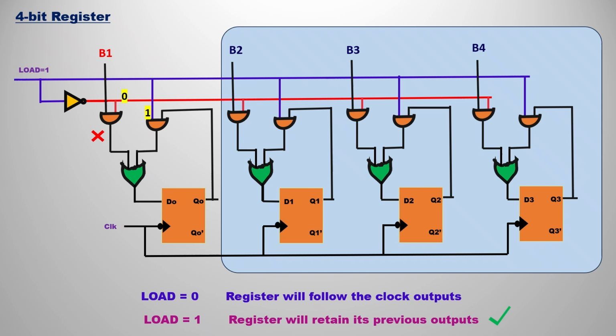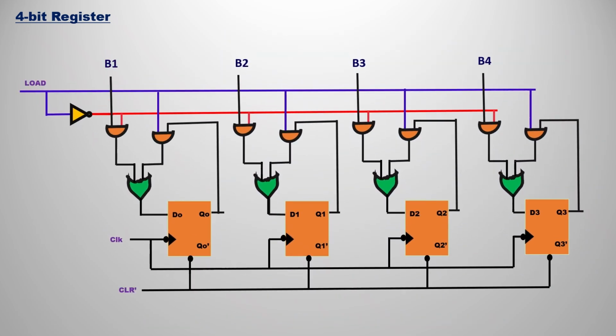So the first AND gate output would definitely be 0. So B1 would not be entering the first flip-flop, which means the external input is invalid here or not entered in the first flip-flop. So the previous state, that is Q0, is entering the flip-flop again. So we can say the previous state is retained. Like that the 4-bit register logic works, and similarly you can apply it for the remaining flip-flops also.